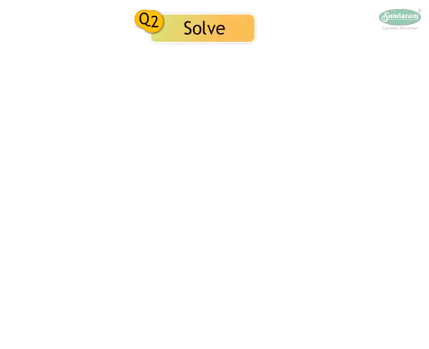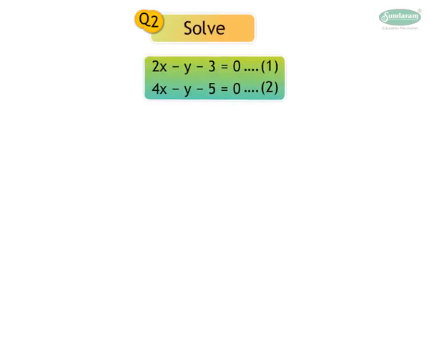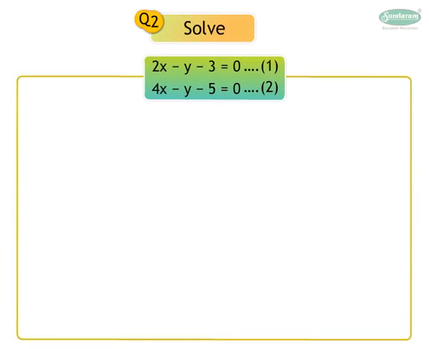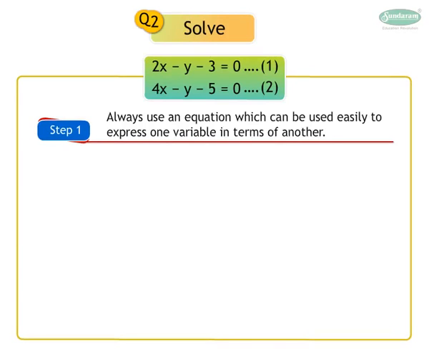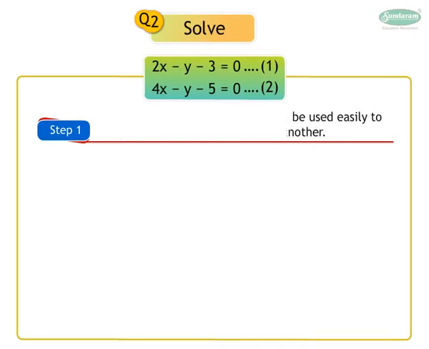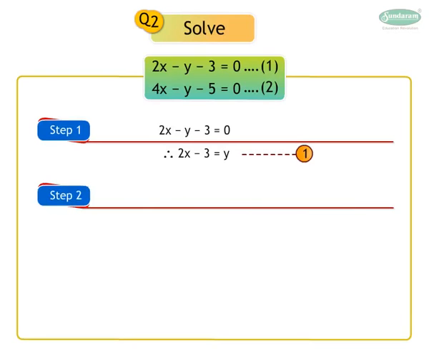Question 2. Solve. Equation 1: 2x - y - 3 = 0. Equation 2: 4x - y - 5 = 0. Step 1. Students should always use the equation which can be used easily to express one variable in terms of another. Thus, we use 2x - y - 3 = 0. Therefore, 2x - 3 = y. This is equation 1.